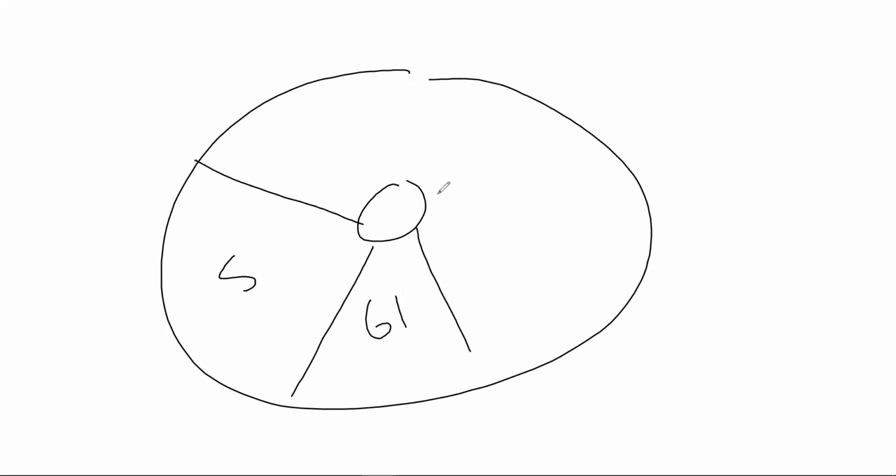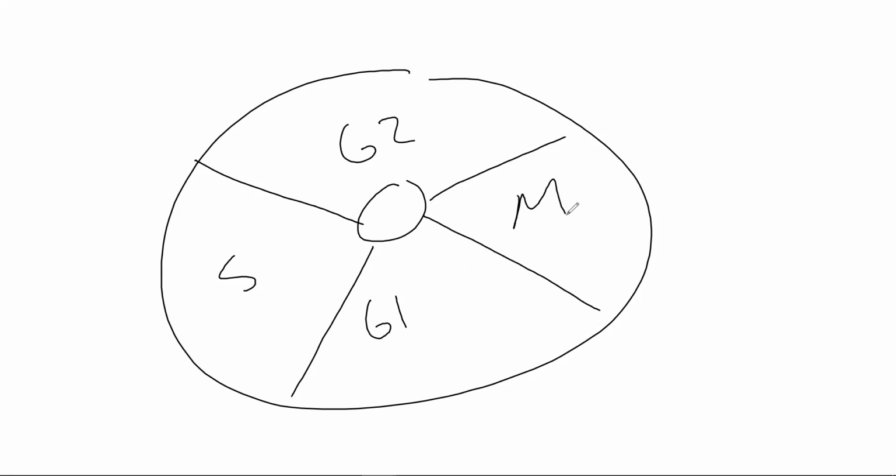So P53 is going to perform checkpoints at 3 distinct locations during the cell cycle. Let's redraw our cell cycle then. So this is G1. G2. I don't know why I made G1 so small. Hang on. And M. It is going to perform 3 checkpoints.